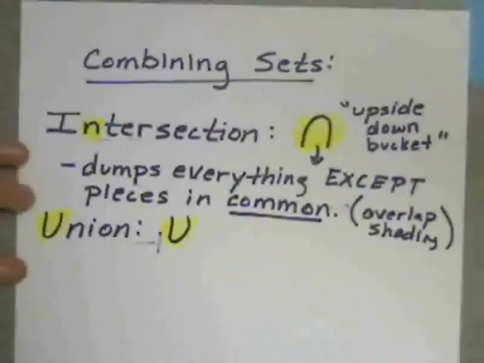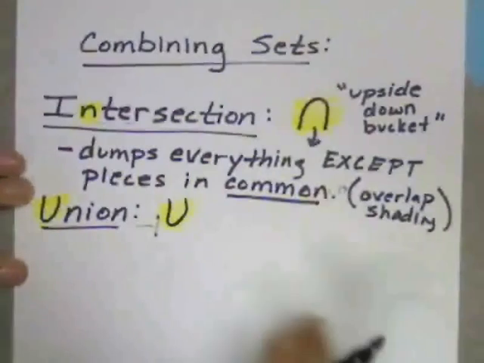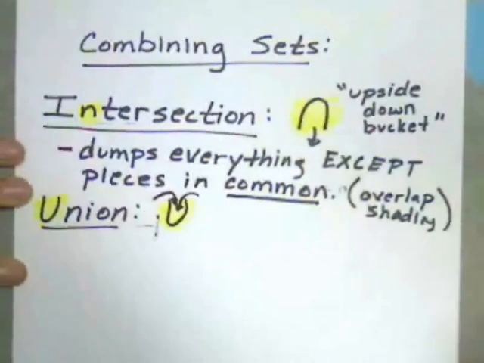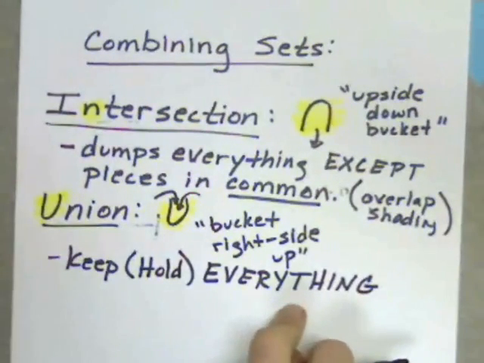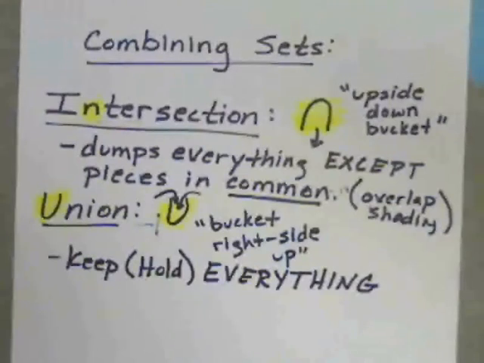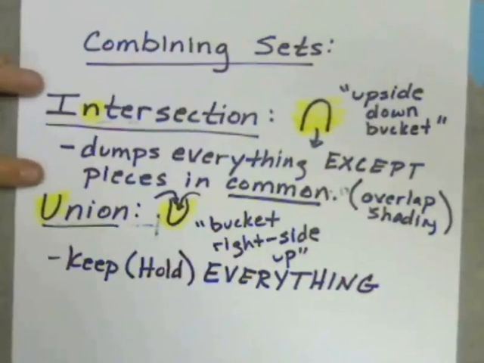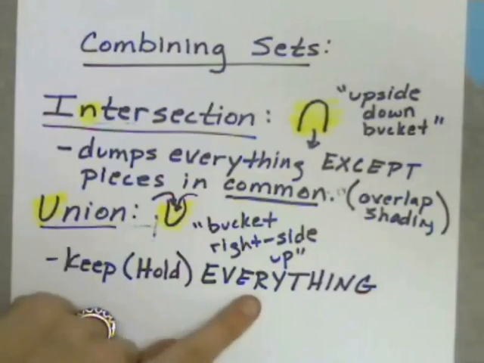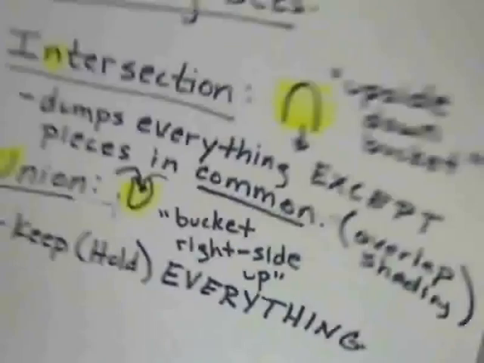Okay? For a union, you can think of this as a bucket that's right side up, where it's going to hold everything. And when I say everything, guys, it's everything being discussed. It's not that you just say, okay, all numbers in the world. Everything as far as the pieces of the groups that you're trying to put together. So here you're combining your groups. In one combination, you only keep what the groups have in common. In the other combination, the union, you keep everything that was in those two groups. So let's practice some examples with that.